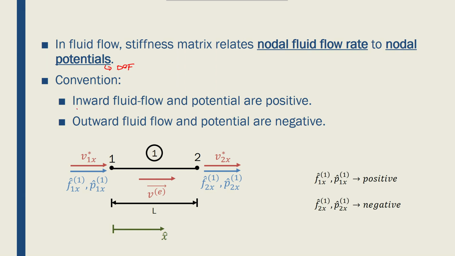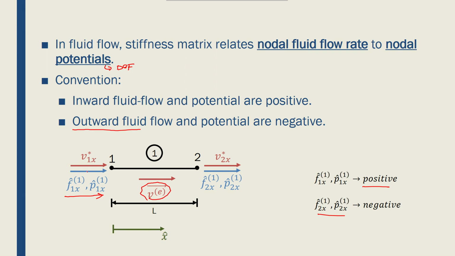Inward fluid flow rate is positive, and so is the potential, and outward fluid flow rate and its potentials are negative. So here, F1x and P1x, which are going into the element, are positive. F2x and P2x are negative because they're moving outside the element. For each element, we can write a velocity vector going from element 1 to element 2.